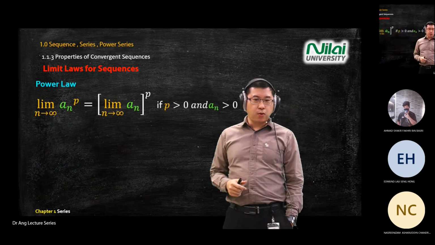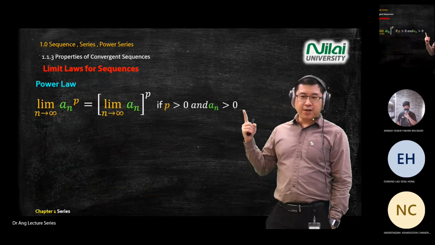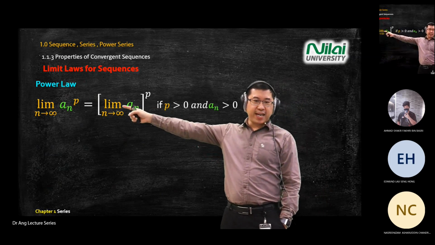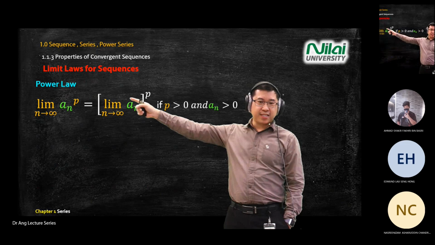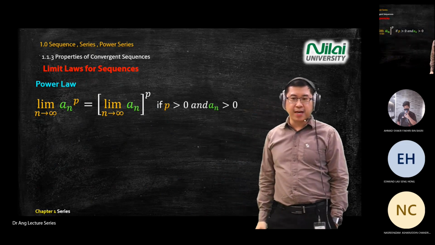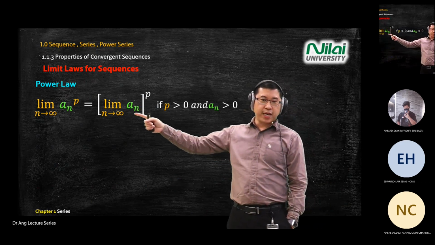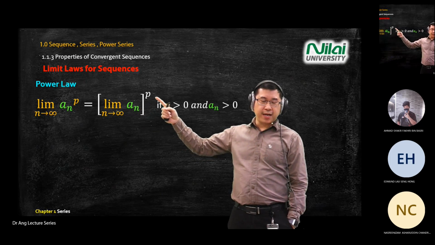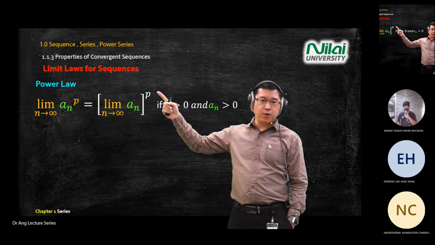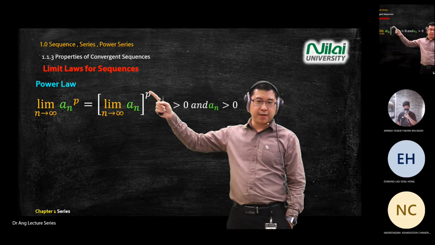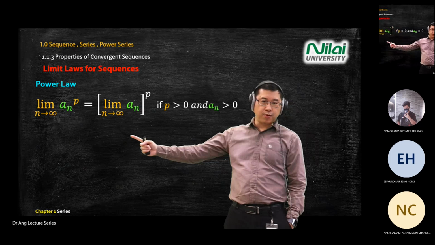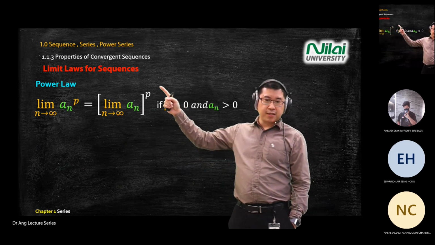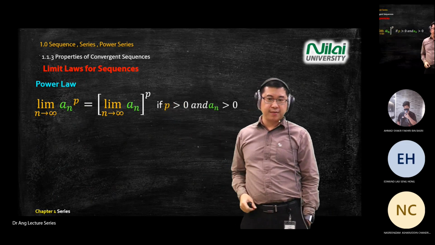Now we go to the power law. Power law, as you can see from the screen here, if you have your data to the power of something, in this case we use p to represent the exponent, you can take the data out and then multiply by the power p. Okay, so this is how you write it. Provided your p must be a positive number.